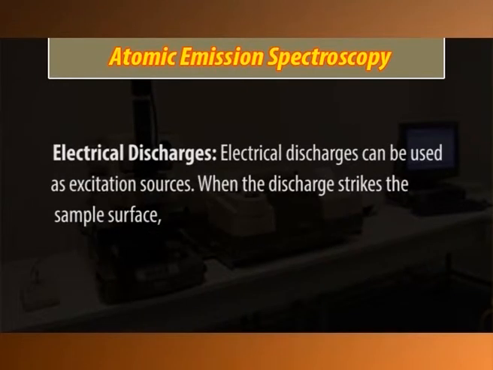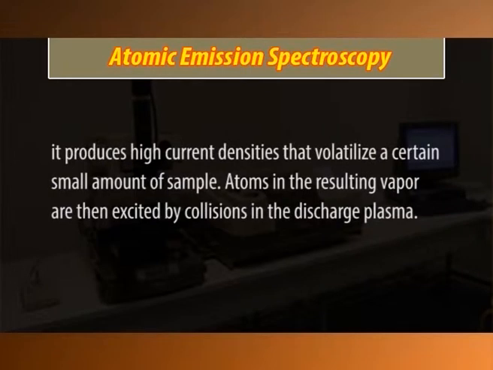Electrical discharges. Electrical discharges can be used as excitation sources. When the discharge strikes the sample surface, it produces high current densities that volatilize a small amount of sample. Atoms in the resulting vapor are then excited by collision in the discharge plasma.